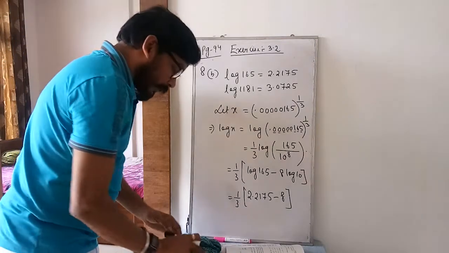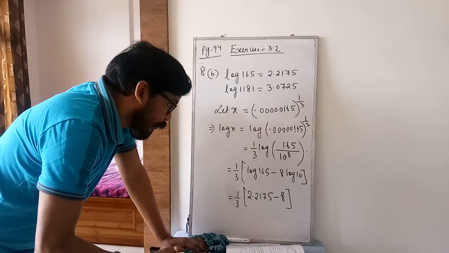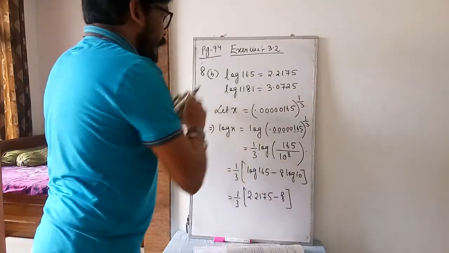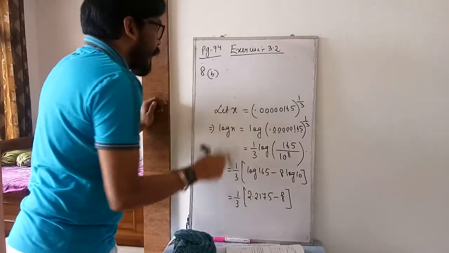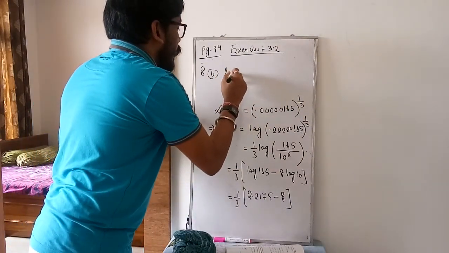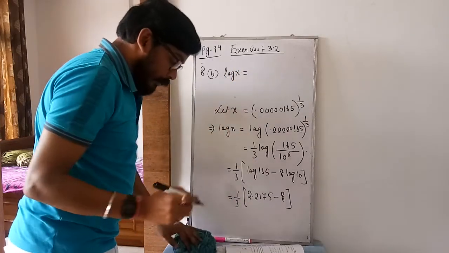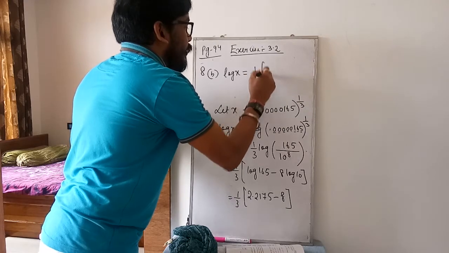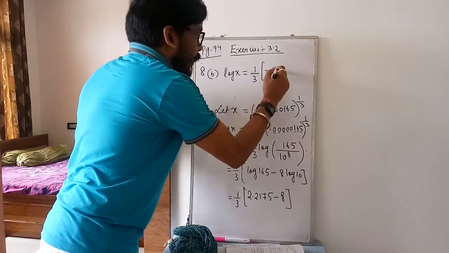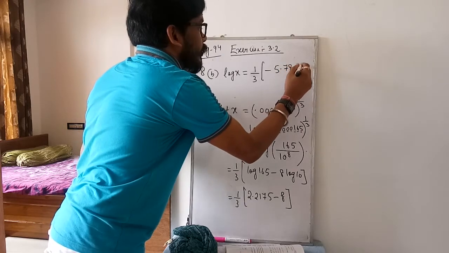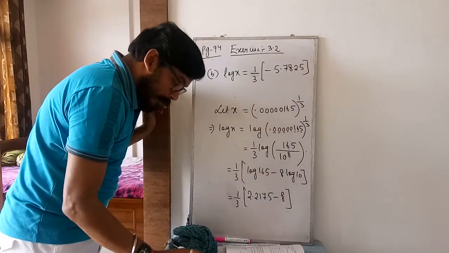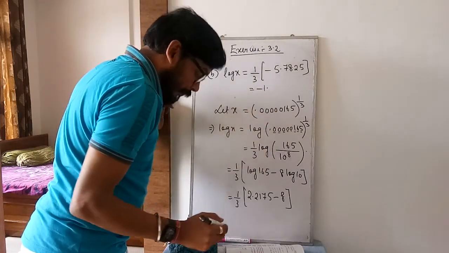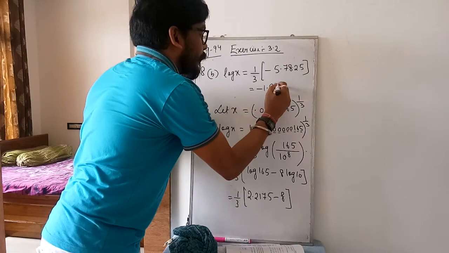Got it? So now I will do 2.2175 minus 8. It is minus 5.7825. So log x equal to, sorry, let me write 1 by 3 first, 1 by 3 into minus 5.7825. If I divide it by 3, it is minus 1.9275.